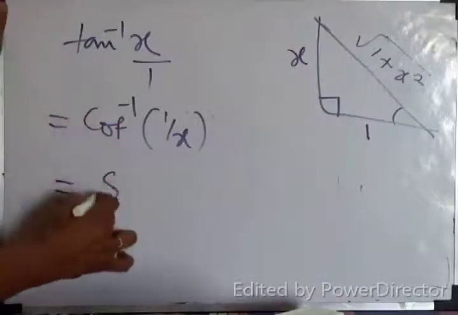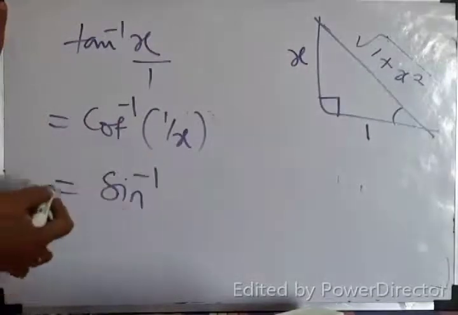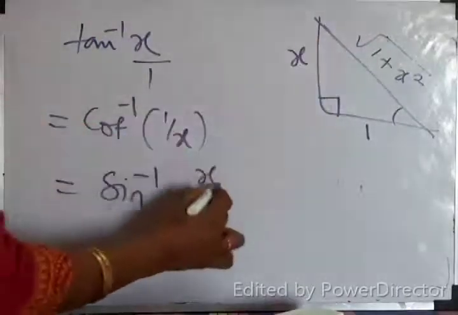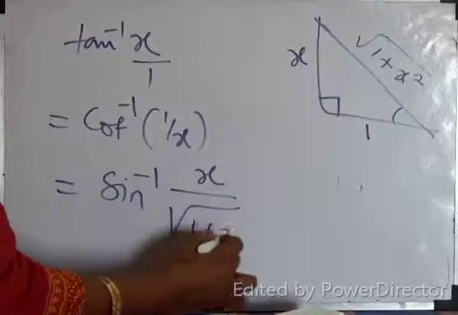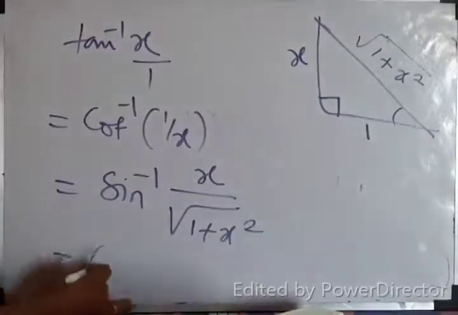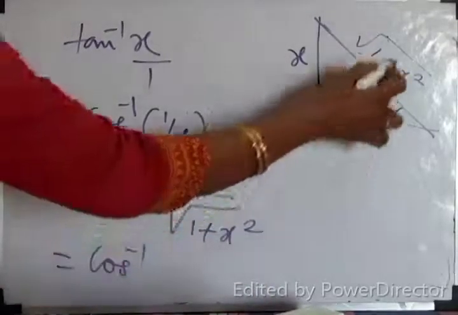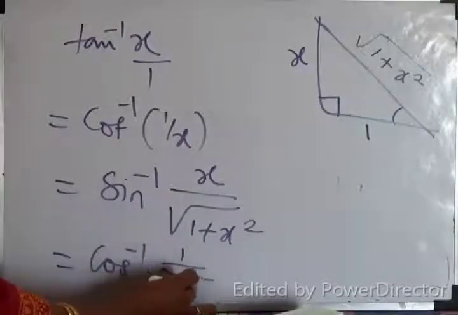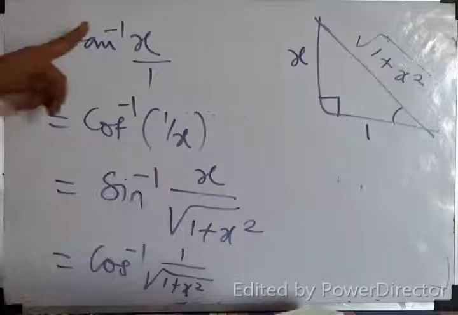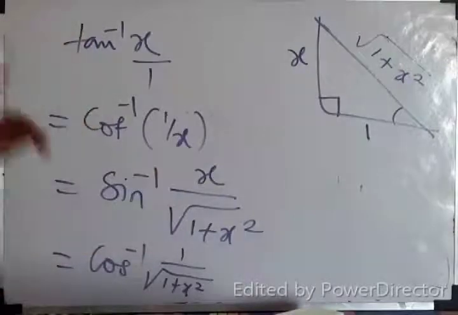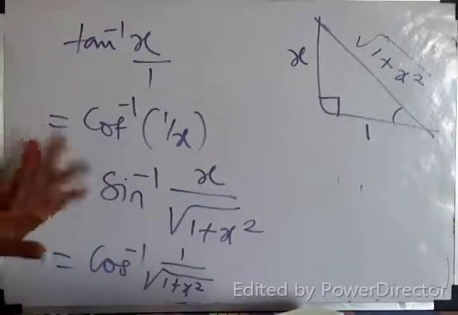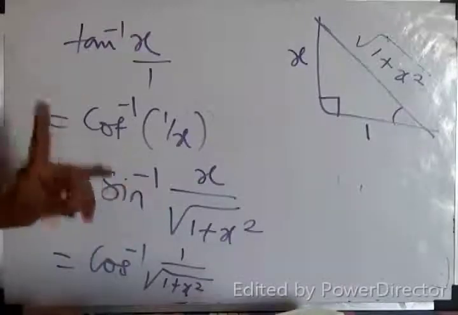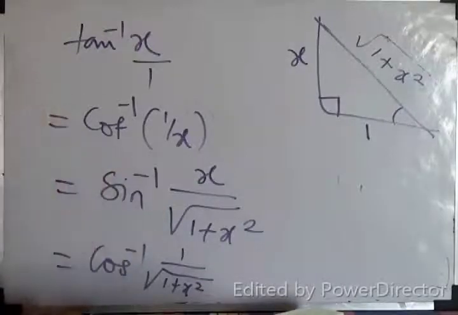Sin inverse? Yes, I can write sin inverse opposite by hypotenuse. X by root of 1 plus x squared, which is equal to cos inverse adjacent by hypotenuse, 1 by root of 1 plus x squared. Now tan inverse, immediately I got cot inverse. Sin inverse, cos inverse. Now you can write, yes, cosecant inverse, secant inverse.